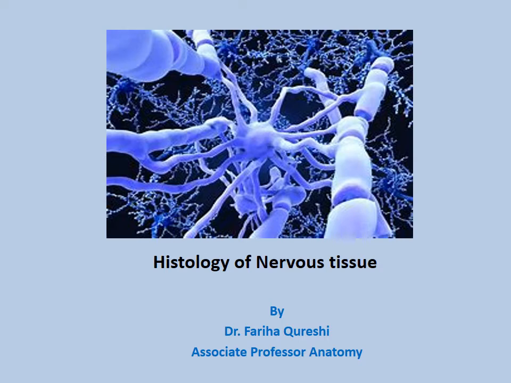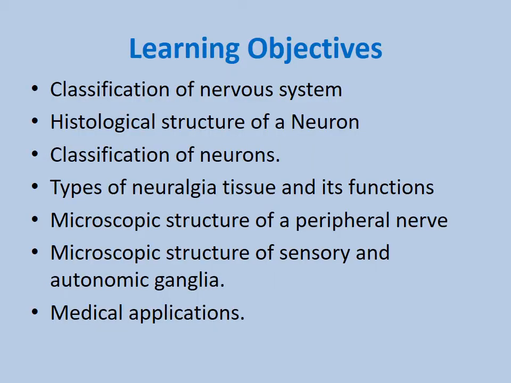This is our first lecture on the histology of the nervous tissue. In this lecture, we'll discuss the classification of the nervous system, the histological structure of a neuron, and how neurons are classified, the types of neuroglial tissue and their function, the microscopic structure of a peripheral nerve, and the microscopic structure of the sensory and autonomic ganglia, and a few medical applications.